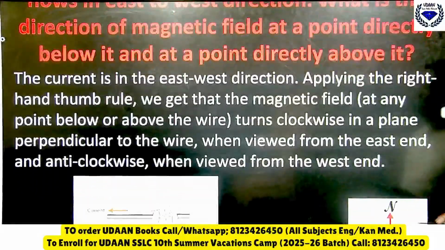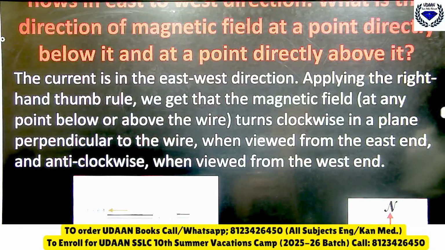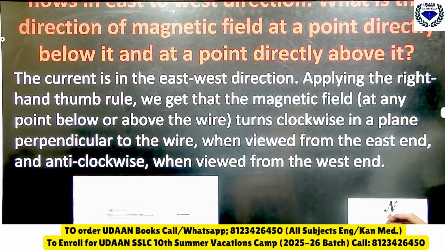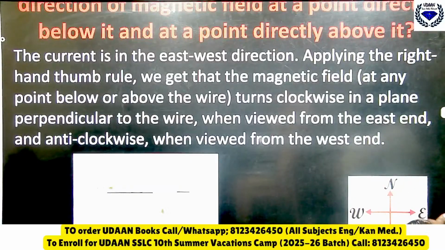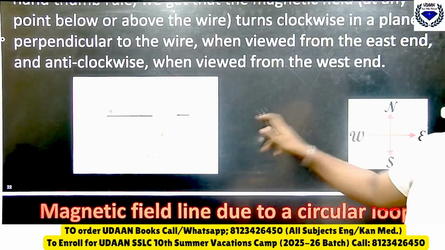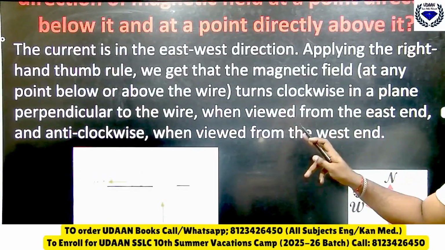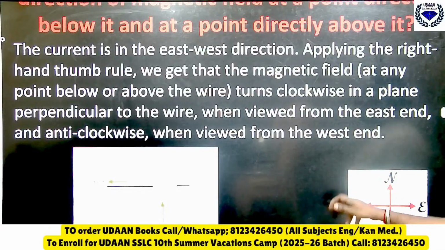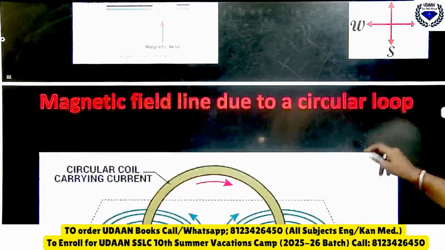See, the direction is east to west. Applying the right hand thumb rule, we get that the magnetic field at any point above or below the wire turns clockwise in a plane perpendicular to the wire. When you view from the right side it is clockwise, and when you view from the left side, the west side, it is anti-clockwise. In the exam you should write like this only.